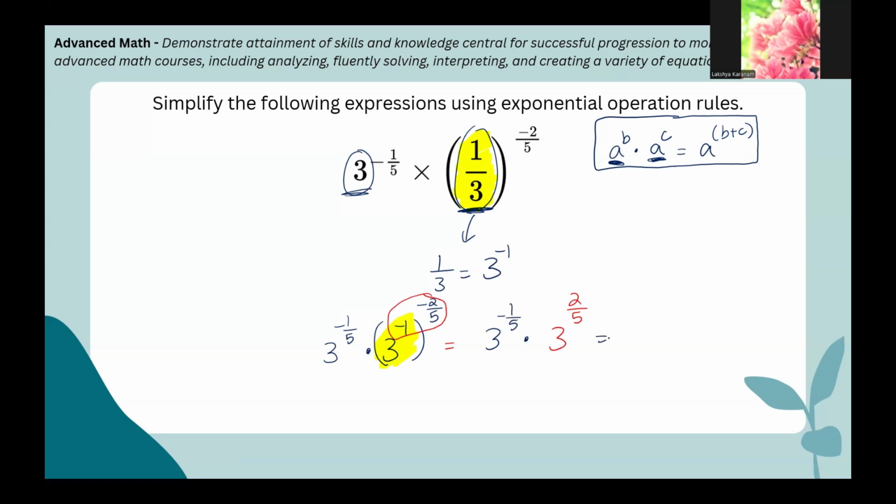And now we can use this rule here. You keep the same base of 3, because now they have the same base, and you add the exponents. So negative 1/5 plus 2/5 is positive 1/5. So this is going to be the answer. All right.